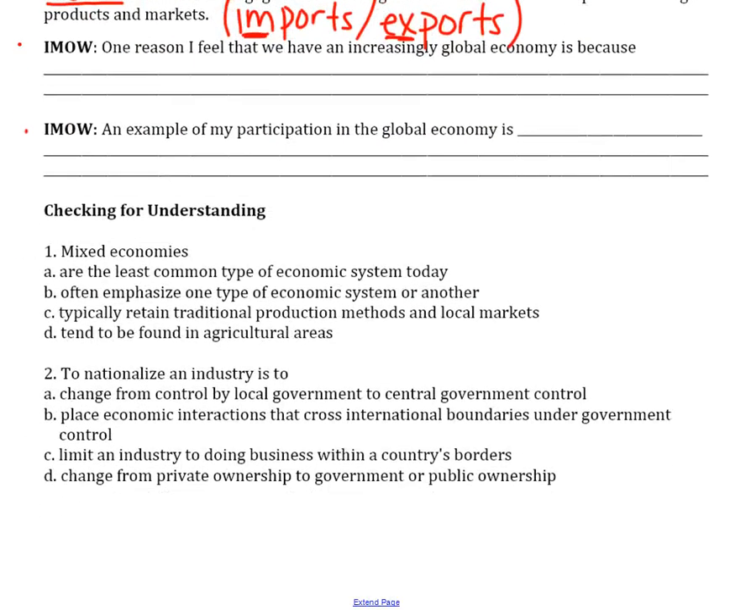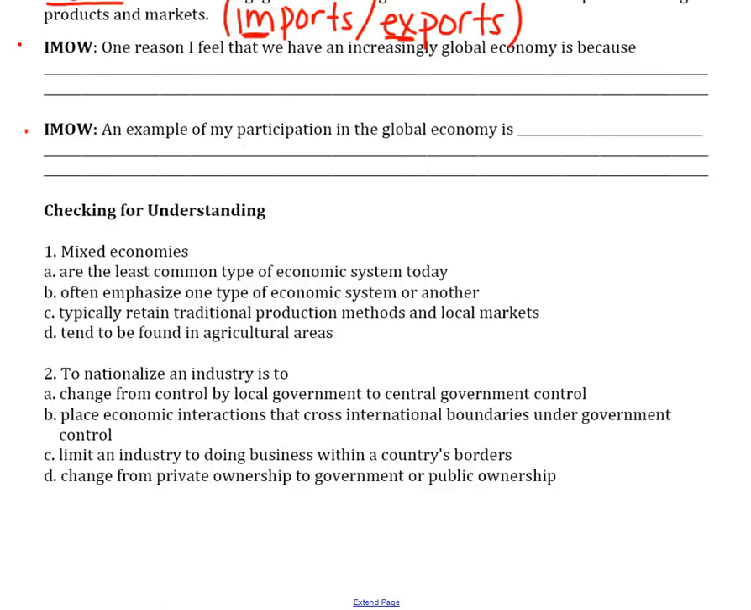All right, so let's check for our understanding. Let's remember the process. We read through the question, the answers, we get rid of two, and then we choose our answer. All right, number one, mixed economies. A, are the least common type of economic system today. B, often emphasize one type of economic system or another. C, typically retain traditional production methods and local markets. D, tend to be found in agricultural areas. Why don't you pause and get rid of two and then come back to me.